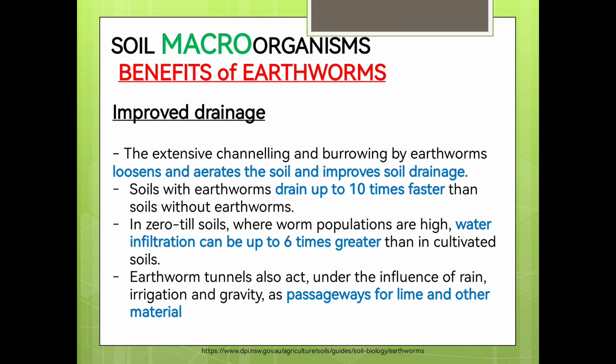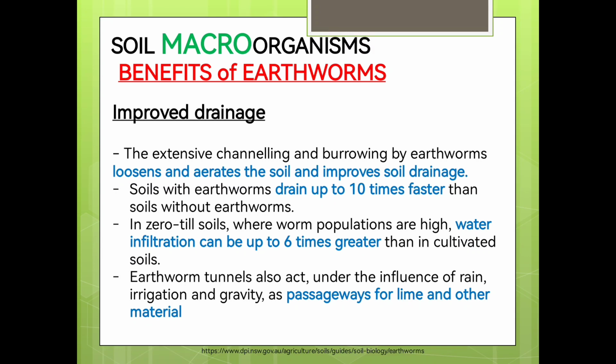Soils with earthworms drain up to 10 times faster than soils without earthworms. So can you imagine, pag maraming earthworms sa lupa nyo, mas mabilis mag-drain yung tubig kumpara sa lupa na walang earthworms. In zero-tilled soils, where worm populations are higher, the water infiltration can be up to 6 times greater than in cultivated soils. Pag hindi mo masyadong binubungkal yung lupa, the water infiltration can be up to 6 times greater than in cultivated soils.